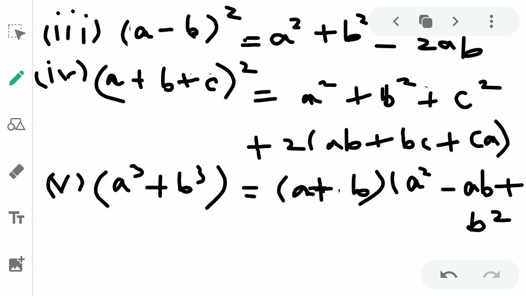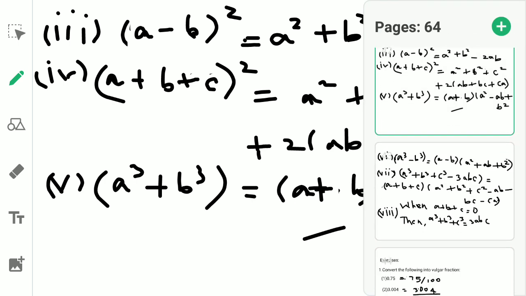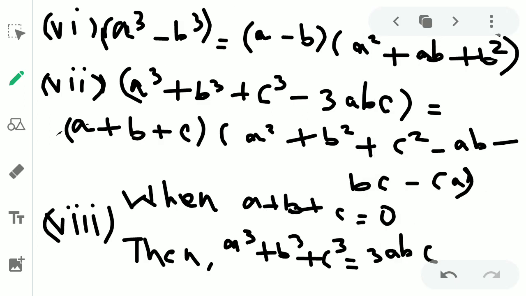Next, moving to the fifth formula, a cube plus b cube. This formula is asked in the exercise. Take a note of it. a cube plus b cube equals a plus b into a square minus ab plus b square. Moving to the sixth formula, the same as before, but this is a cube minus b cube. Minus is mentioned there. And a minus b into a square plus ab plus b square.